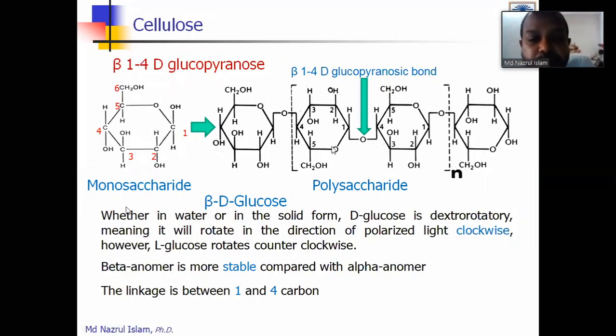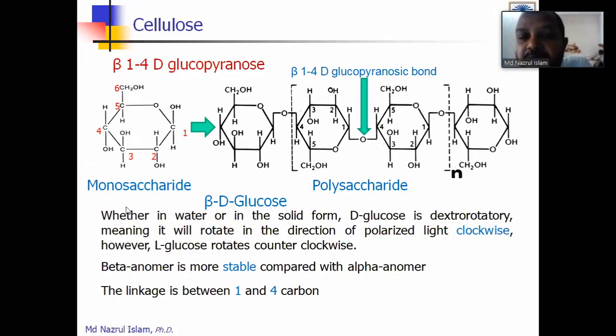So what is the 1-4? If you see the chain, you will see the connection is between carbon 1 and carbon 4. The linkage is between carbon 1 and carbon 4. So we say beta 1-4 D glucopyranose. From now onward, you will mention that wood is made from beta 1-4 D glucopyranose. So cellulose is made from beta 1-4 D glucopyranose.